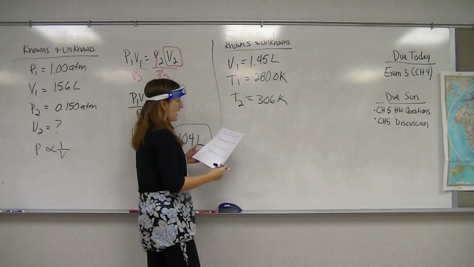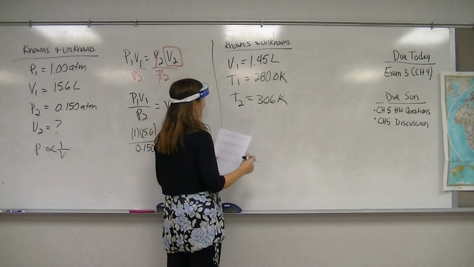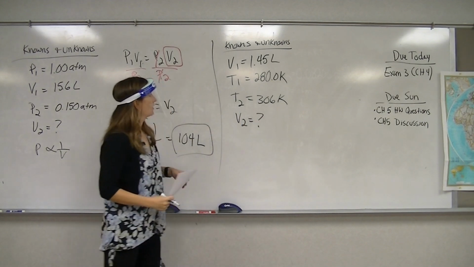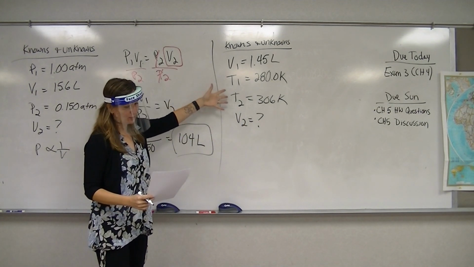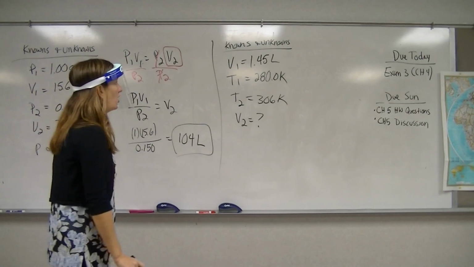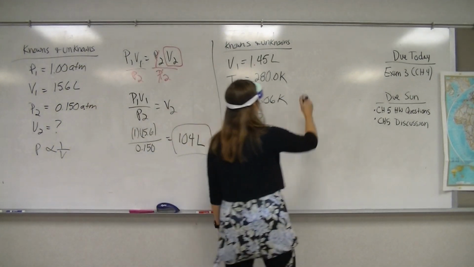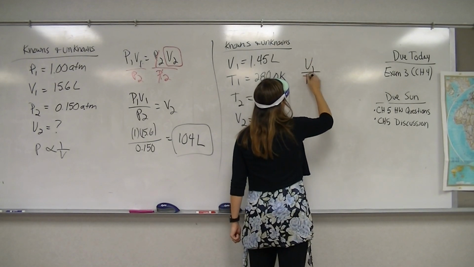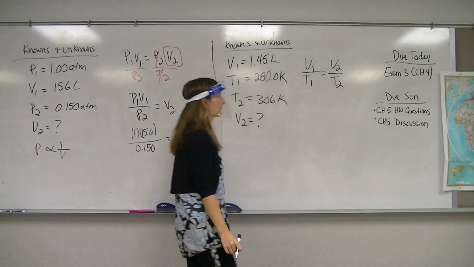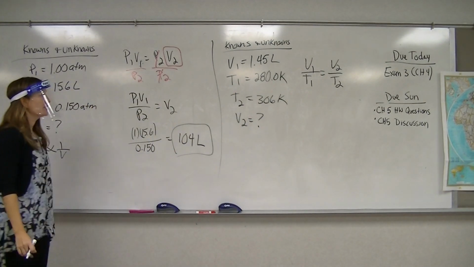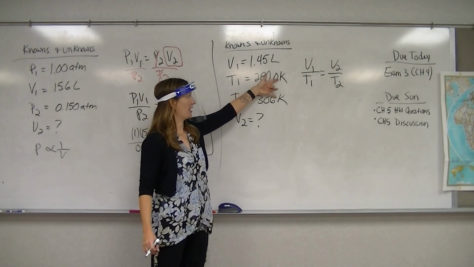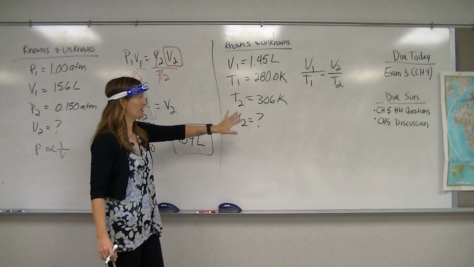And the question asks, what is its new volume? So what is its V2? So now we have volume and temperature. And the equation that relates volume and temperature is Charles' law, where you have V1 T1 over V2 T2. Now for this one, the temperature has to be in Kelvin, and it already is, so no conversion necessary.